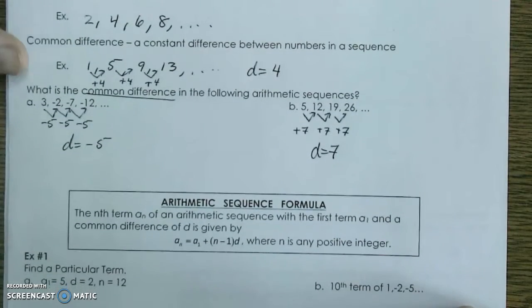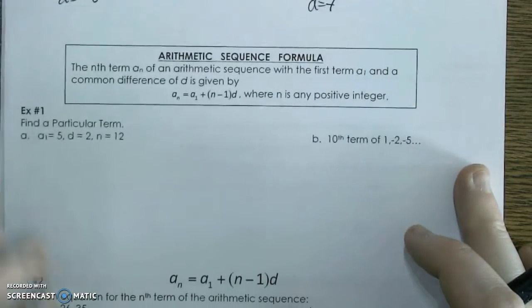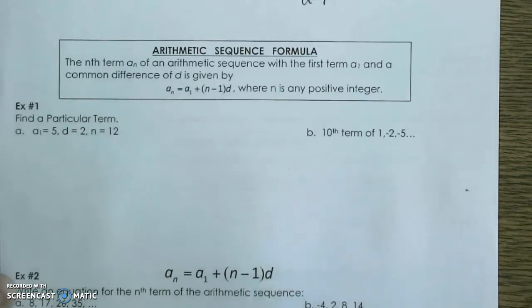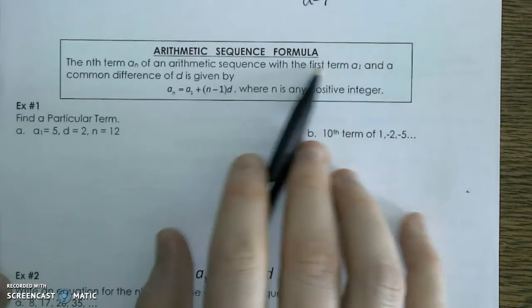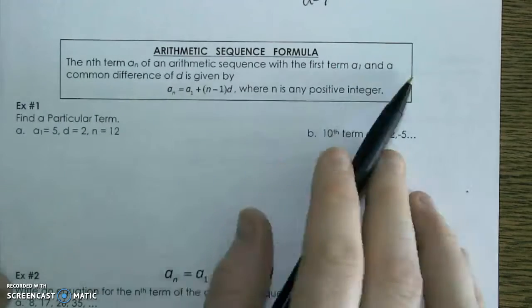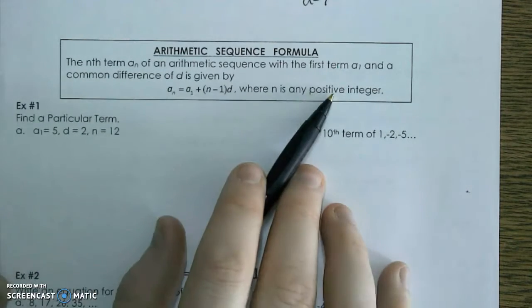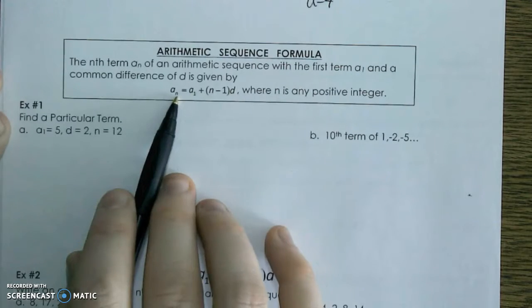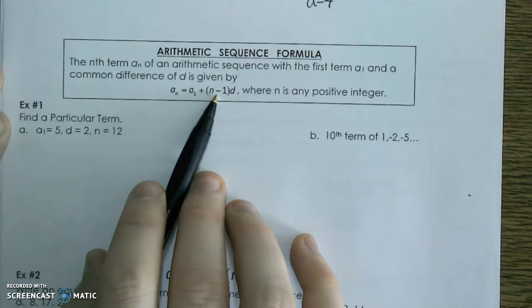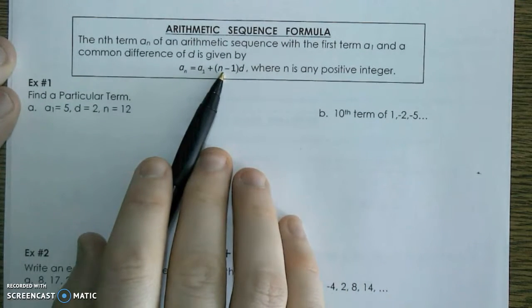Once we know our common difference and we know our starting point, we have an arithmetic sequence formula. So the nth term of a sequence, meaning any term you're looking for, with the first term a1 and a common difference d, is given by this, where n is any positive integer. So this formula might not make very much sense when you first look at it, but let's go ahead and use it in example 1 and see how we would use this.